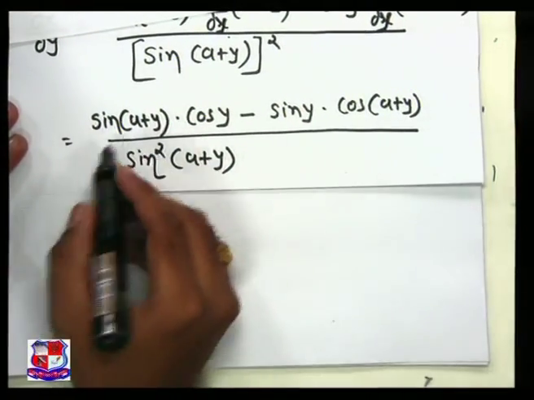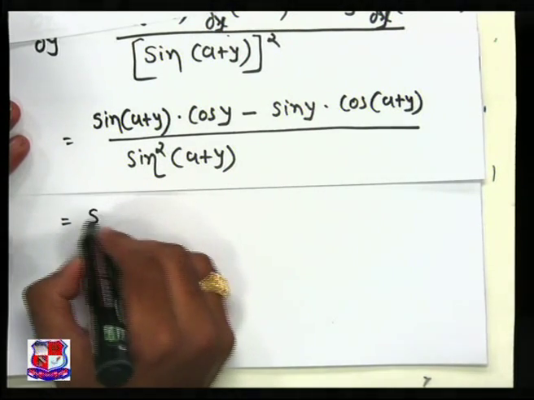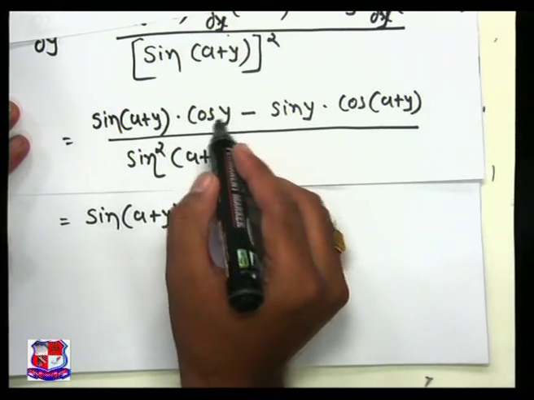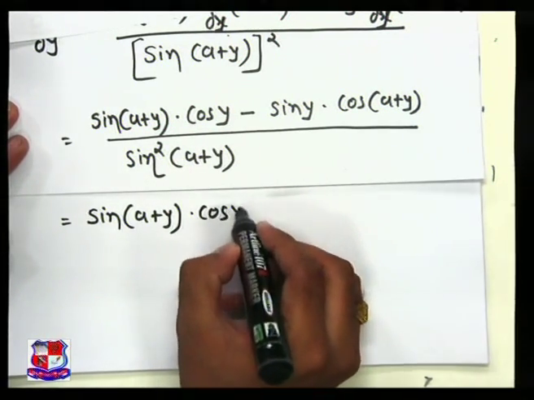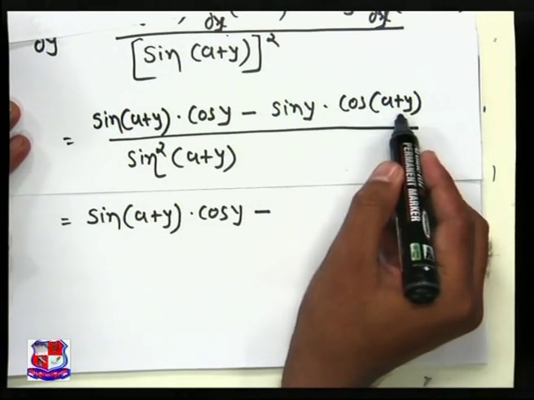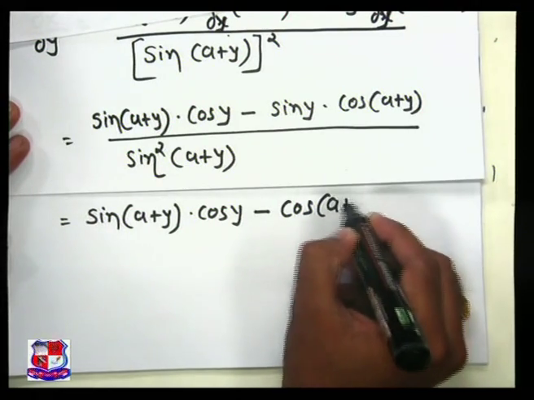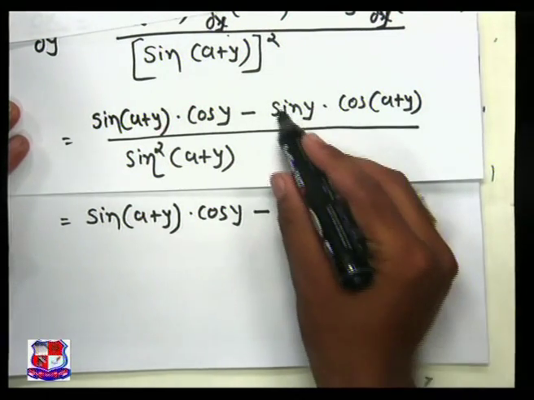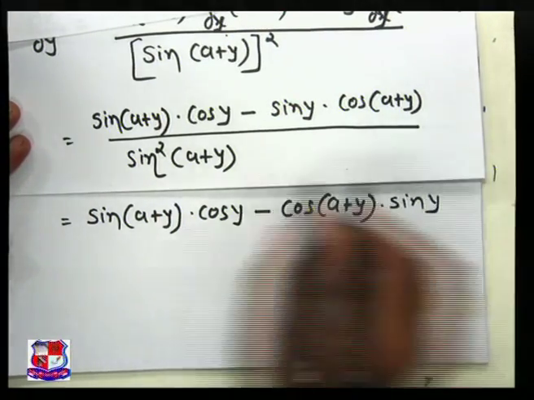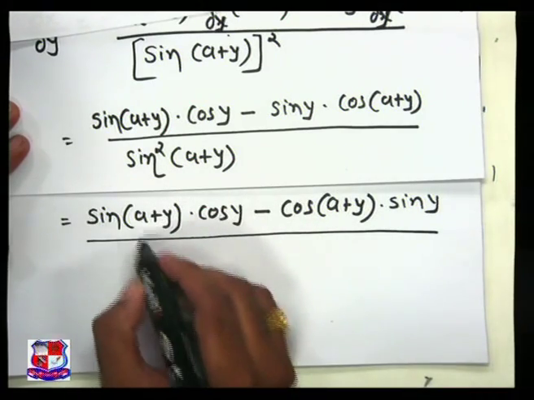So we can write here: equal to sin(a + y) into cos y, minus sin y as it is. Write the first term first, that is cos(a + y), and then into sin y, and divide by sin squared (a + y) as it is.